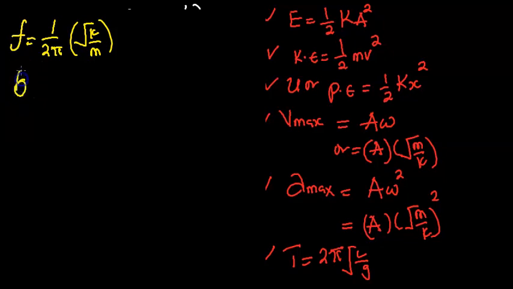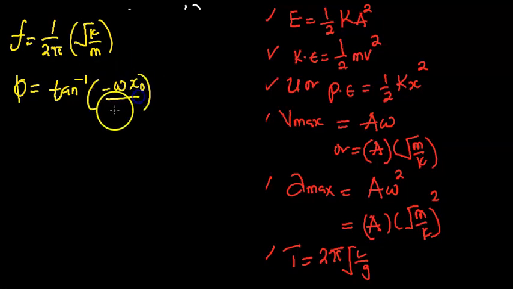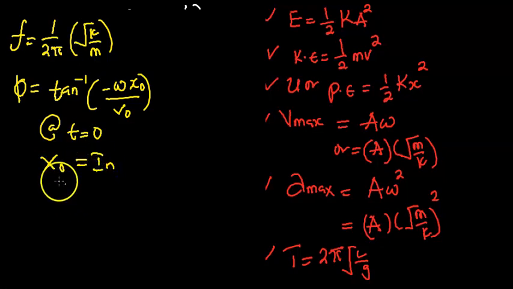Next thing we have is the phase difference between displacement and velocity. In this case, we're going to have our phase constant, which is going to be tan inverse of negative omega x naught divided by v naught. It calculates the phase constant between displacement and velocity at time equal to 0. In this case, we can call x naught our initial displacement, and v naught our initial velocity.